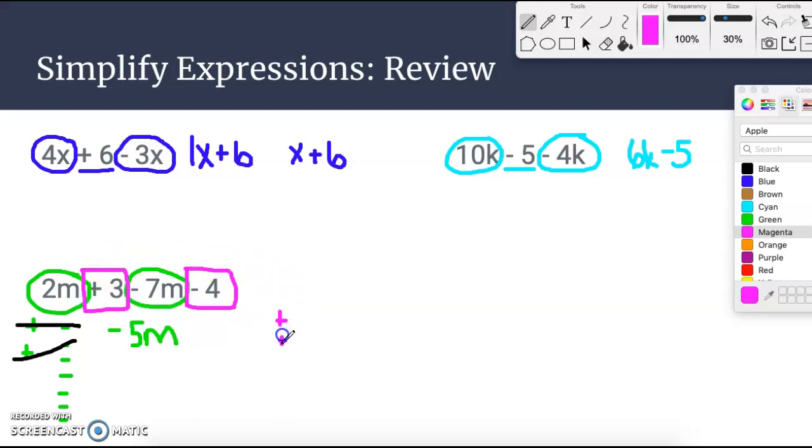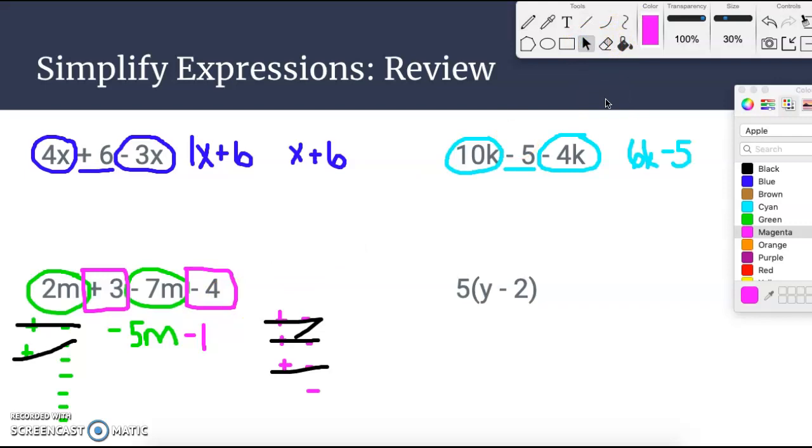So if I use my picture, positive 3 and negative 4, and I cancel out my pairs of opposites, I am left with 1 negative, so negative 1. Okay, so this one simplifies to negative 5m minus 1. Again, in this expression, we have no more like terms, and we have no parentheses.